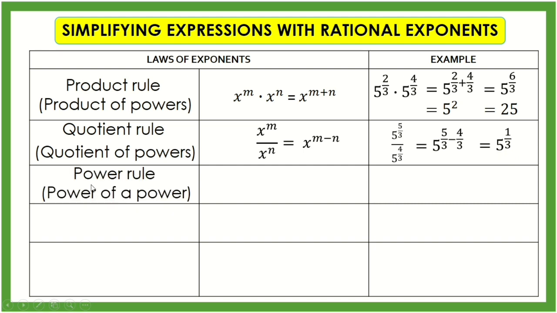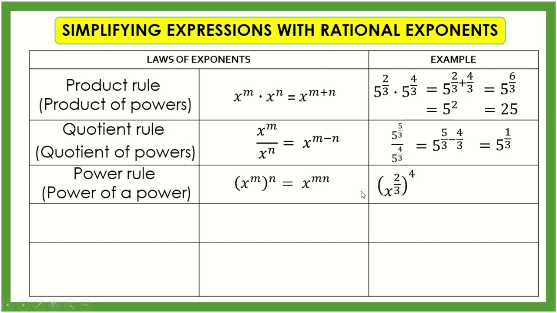Our next law is the power rule or the power of a power. If we have the quantity of x raised to m raised to n, this is equal to x raised to m times n. So, we have two powers. So, pinagmumultiply natin yung dalawang powers.